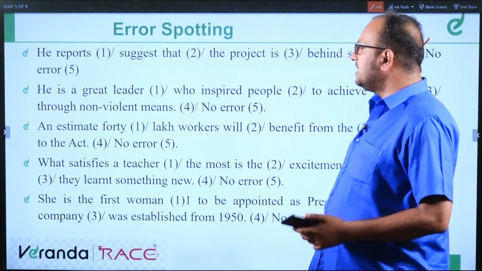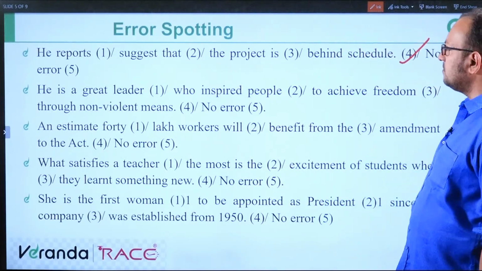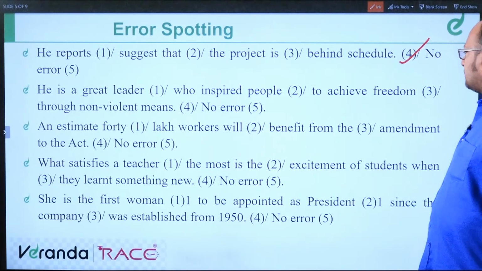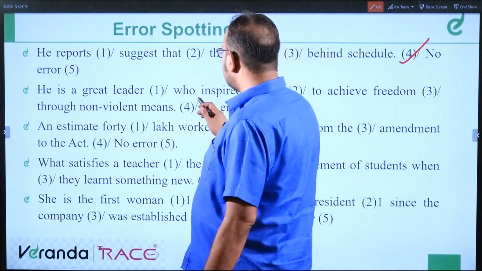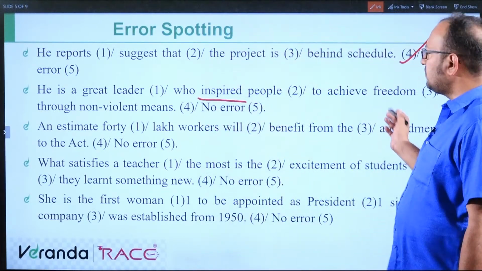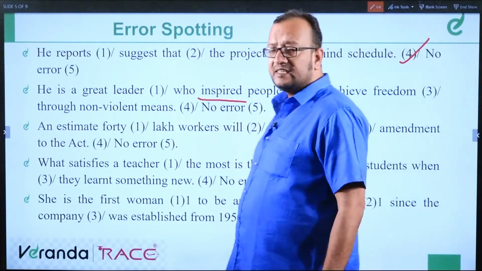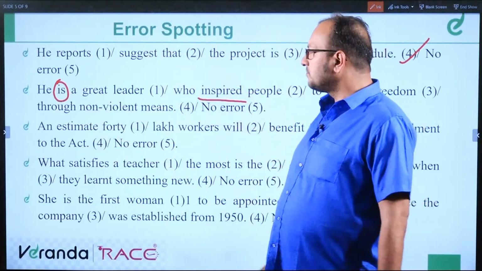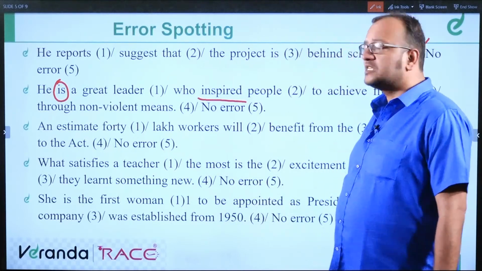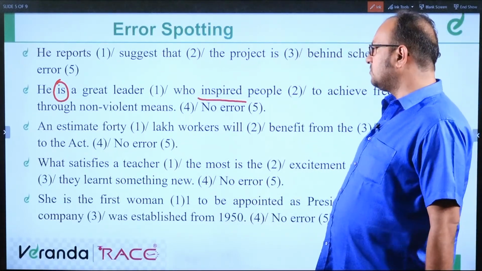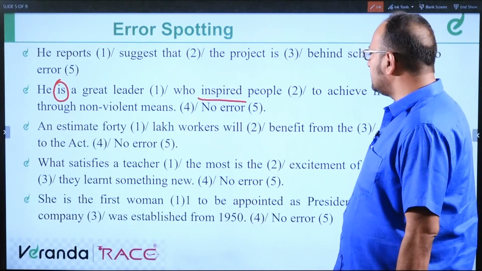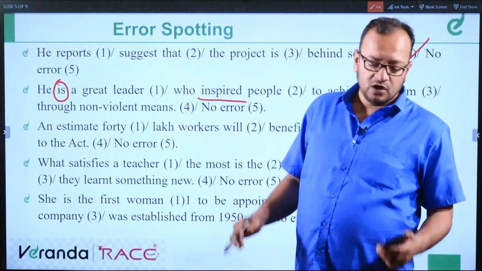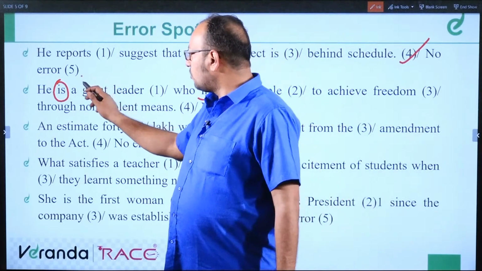Okay. He is a great leader who inspired people to achieve freedom through non-violent means. So it's a sentence which is in past tense. So we have two contradictory statements, one is and one is inspired. Either we have to change is into was, or we have to change inspired into inspires. So let us see what we can do about that. He is a great leader who inspired people to achieve freedom. Let us assume that freedom was achieved in 1947. In that case, it should be was.